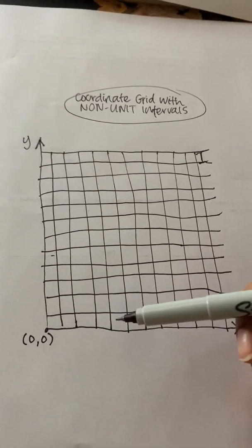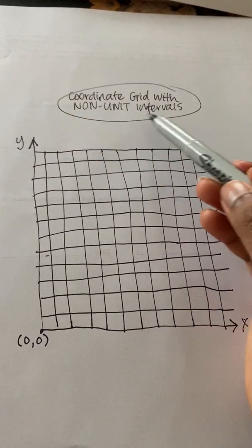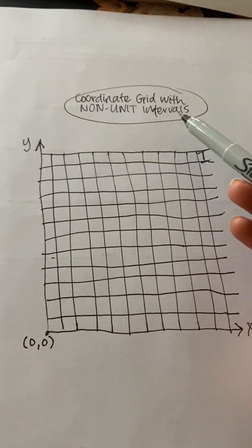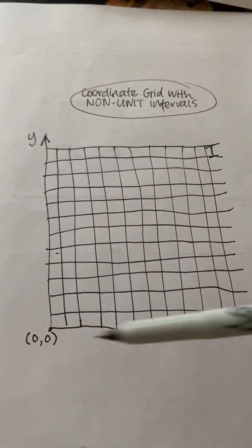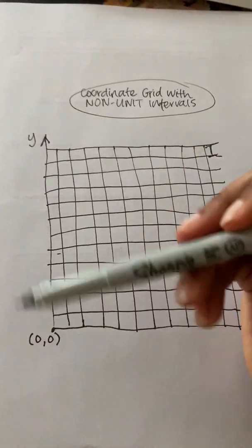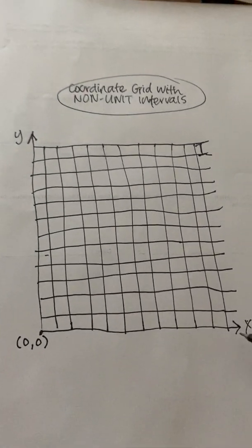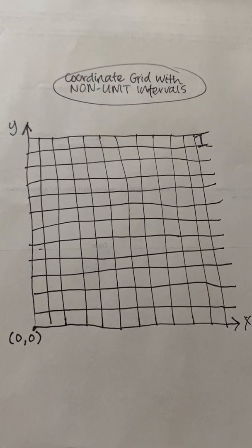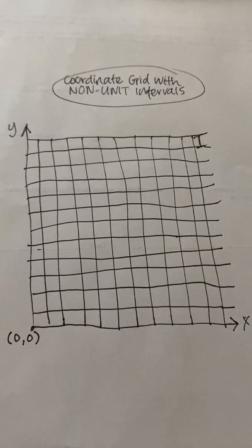Okay, so now is the fun part. We're going to make these non-unit intervals. And remember, your task is to make 2 different non-unit intervals on the y-axis and then on the x-axis. So let's start with the x-axis. You don't have to choose the interval I'm choosing. You can be creative and choose your own.